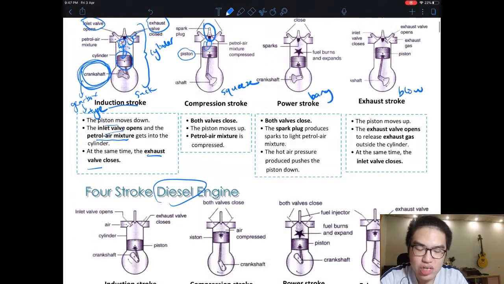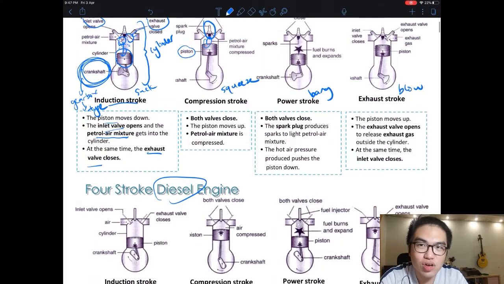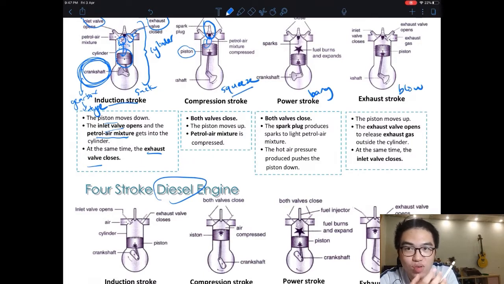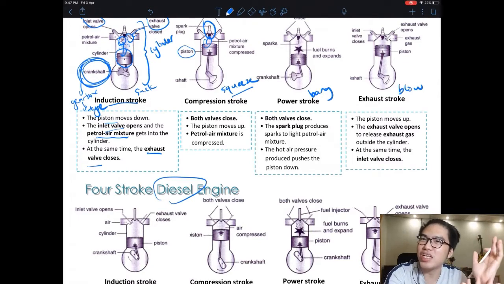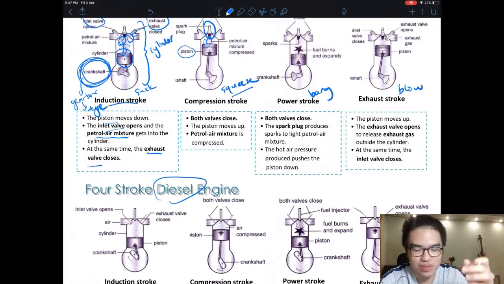The next stroke is called the compression stroke. Why is it called compression? Like I said, squeeze, compression stroke. I need to squeeze it. I need to compress it. Why not burn it right away? Because when I compress it, it is going to create a lot of power. How do we measure power in a car? We call it horsepower. Like a Lamborghini has 800 horsepower. That's how we do it.